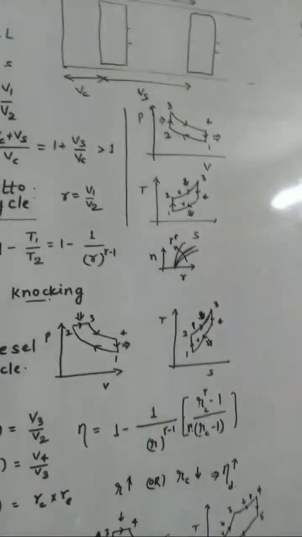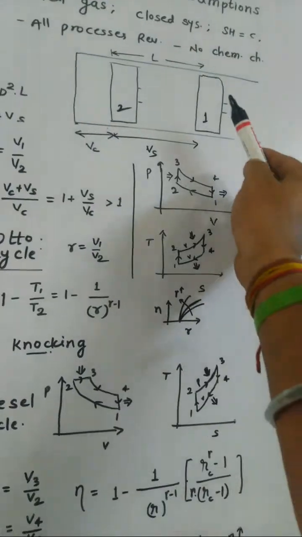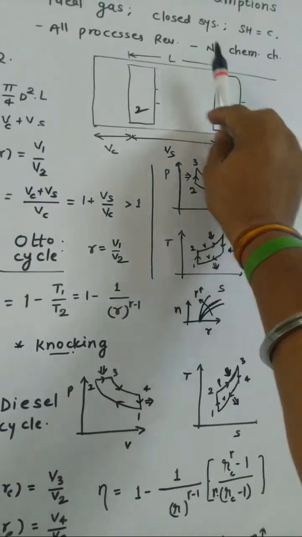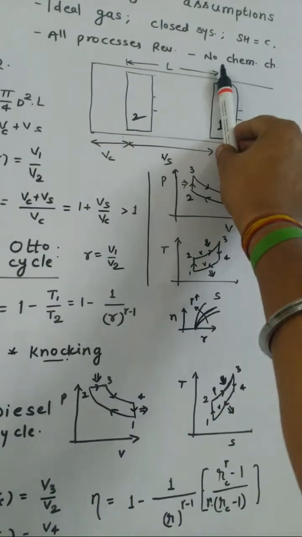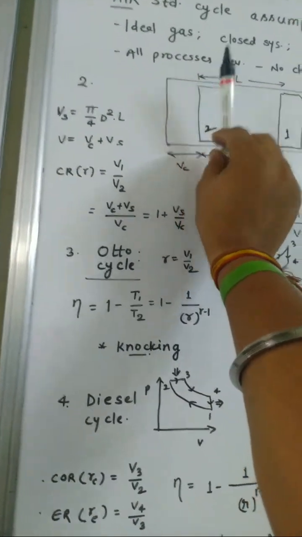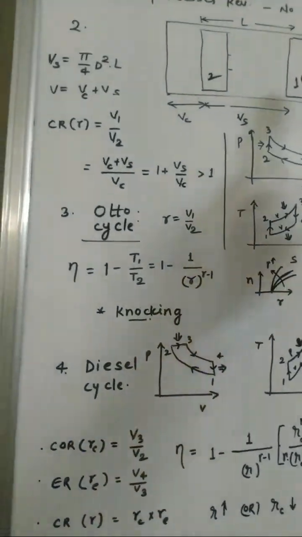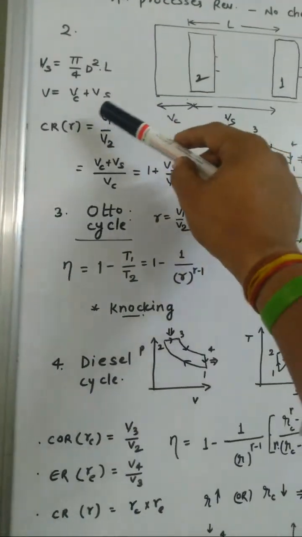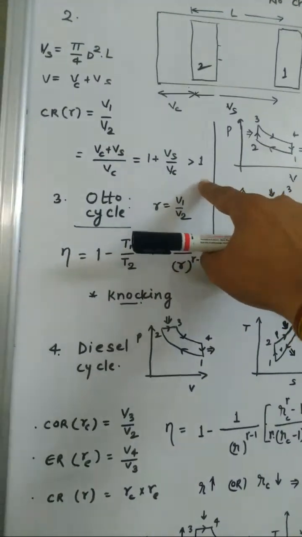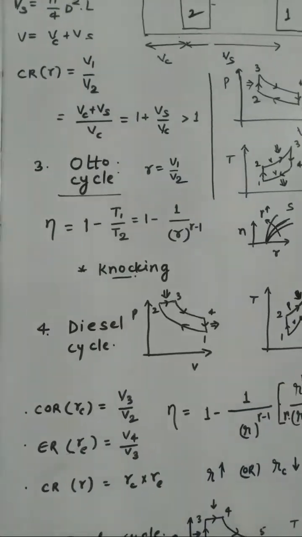So say this is the state 1 and this is the state 2. So in state 1 the volume V1 is all the volume up to here. So this is complete, Vc plus Vs, clearance volume plus swept volume. At state 2 the volume is only this much, clearance volume. So generally in diagram it is written as V1 by V2. So this is V1 by V2, or V total divided by clearance volume. You can simplify, and one thing to remember is that this will be always greater than 1.